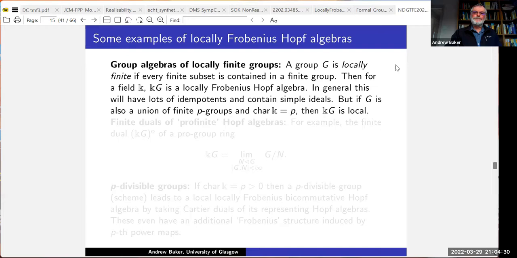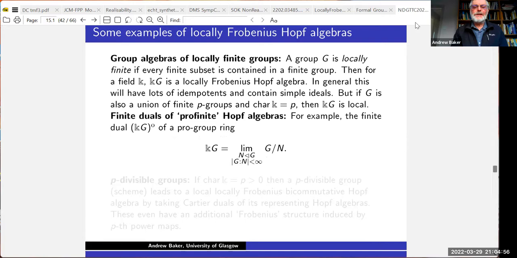On the other hand, if you take the case of a union of finite p-groups and the field to be characteristic p, then it's going to be a local ring. So then you're back in the local situation that I talked about earlier.